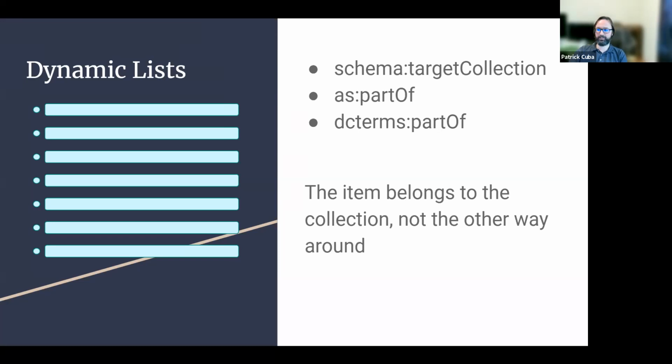We're actually creating this as an abstract. When you use schema target collection, you don't actually have to have that collection exist anywhere, as long as all the items that share whatever the predicate of target collection is, then you have a collection. It just happens.